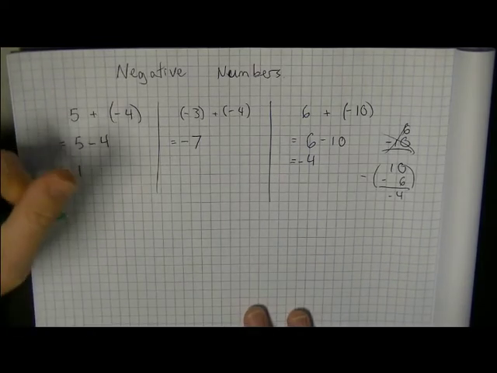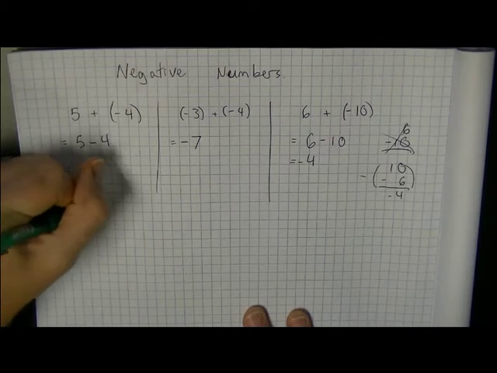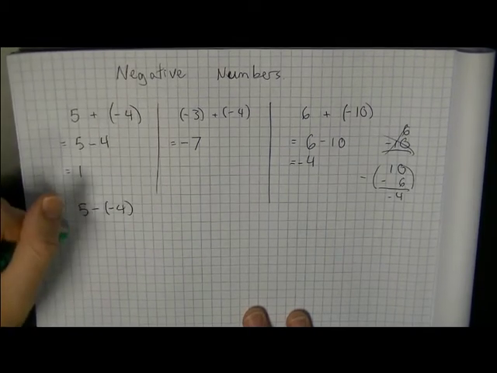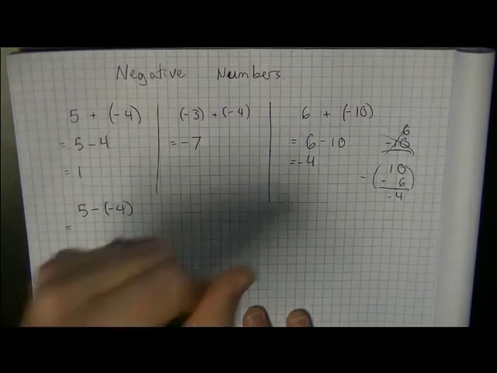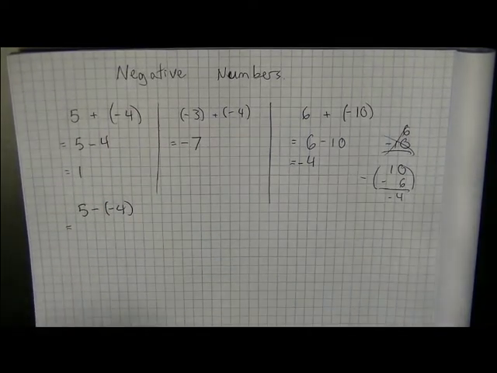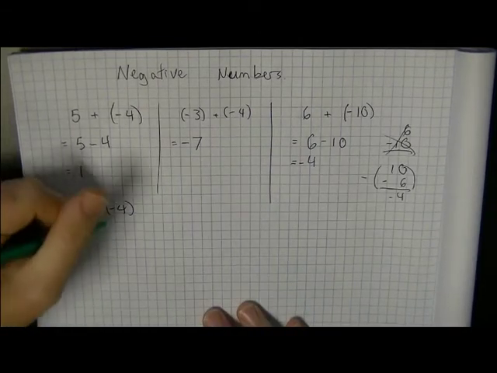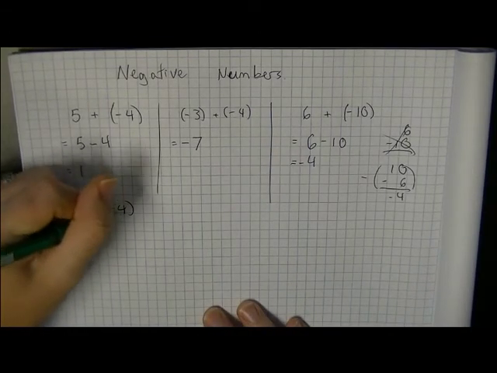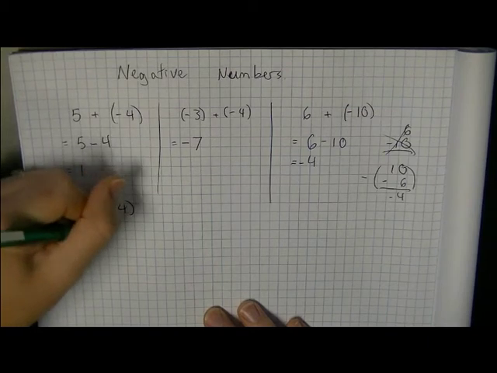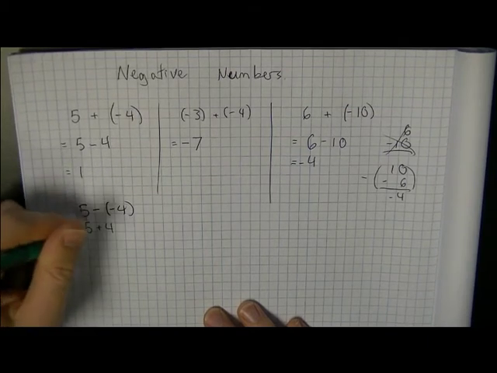Obviously, if I'm going to subtract a negative number, so if I have 5 minus, we'll keep going with negative 4, 5 minus negative 4, a minus minus makes a plus, right? This is taking away a debt, which is the same as just giving someone money. So 5 minus minus ends up being plus. So 5 plus 4 is 9.